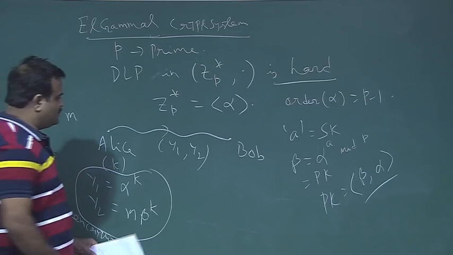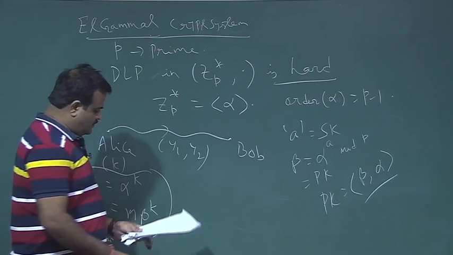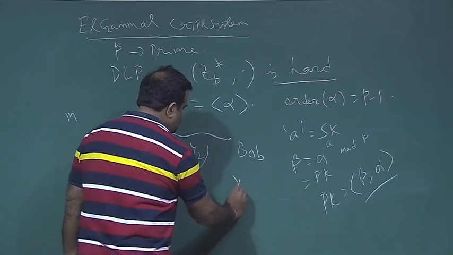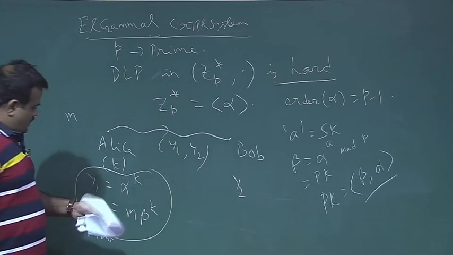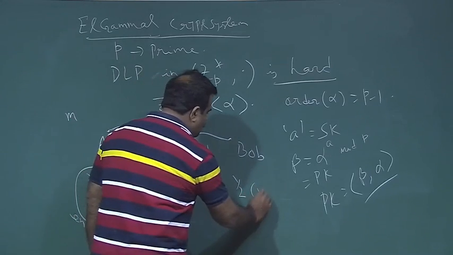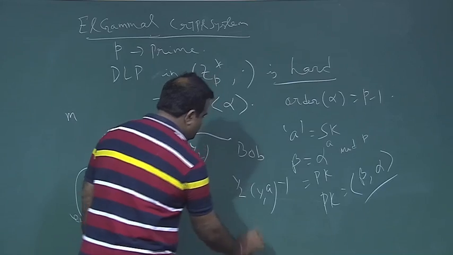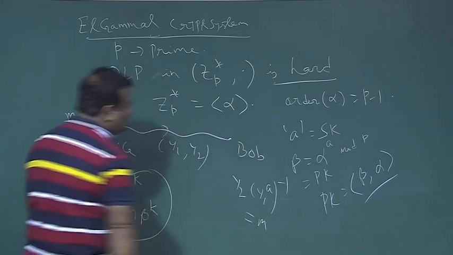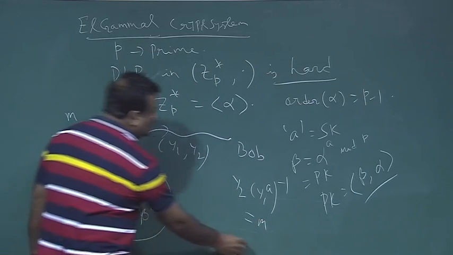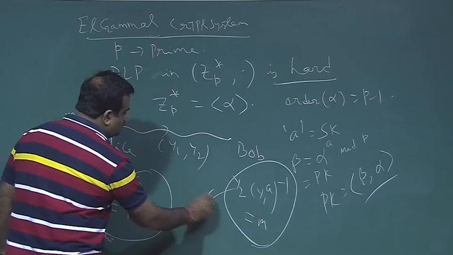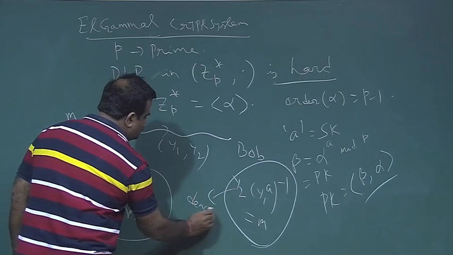And what is the decryption? Bob just calculates y2 times y1 to the power minus a. This should give us m. This is the decryption.